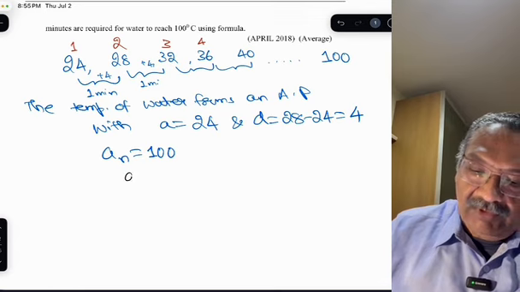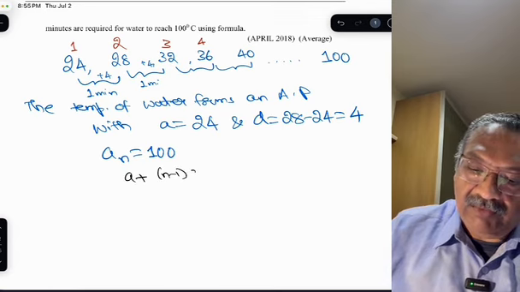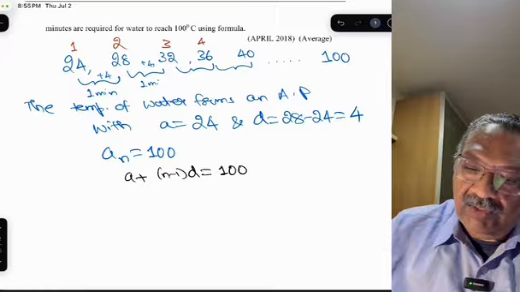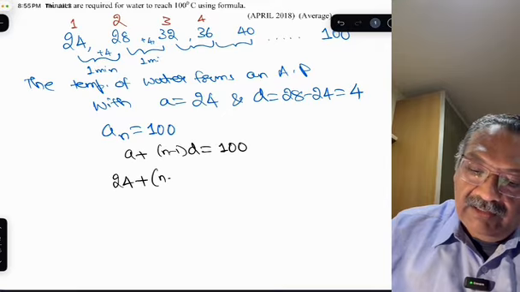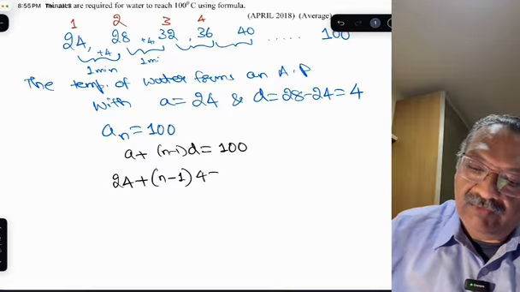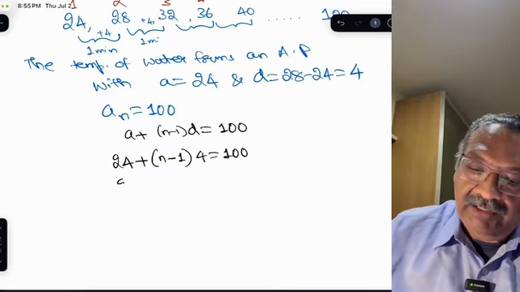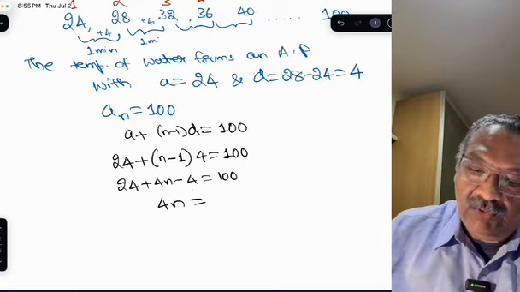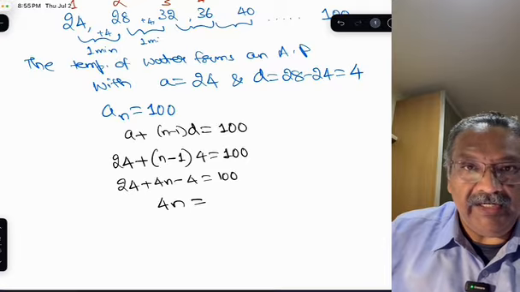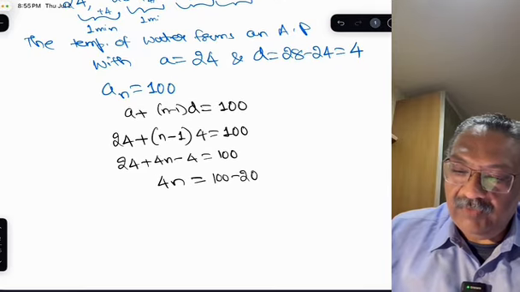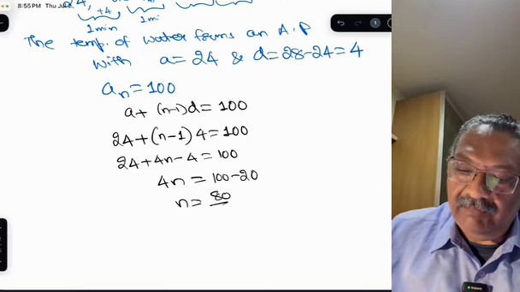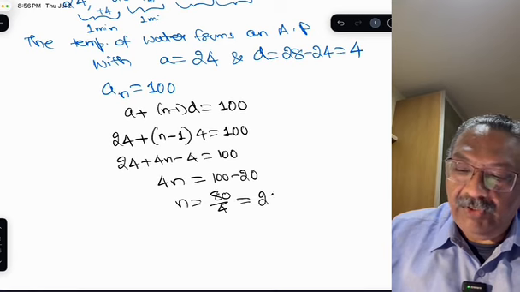a_n is 100. What is the formula? a plus (n minus 1) into d is equal to 100. So a is 24, plus (n minus 1) into d, which is 4, is equal to 100. 24 plus 4n minus 4 is equal to 100. 4n is equal to 100 minus 24 plus 4, which is 80. So n is equal to 80 by 4, which is equal to 20.